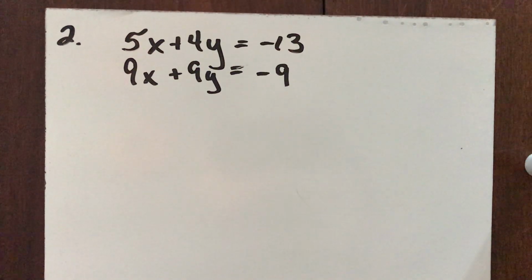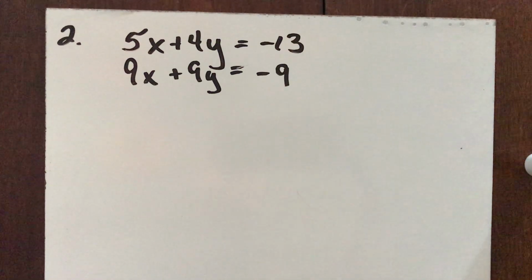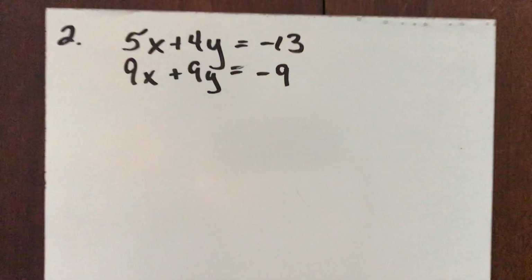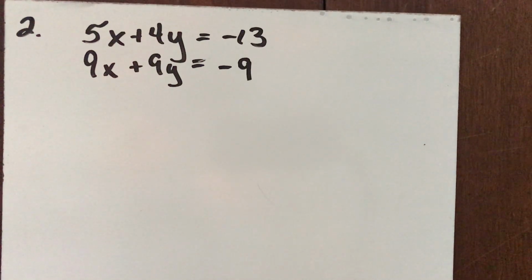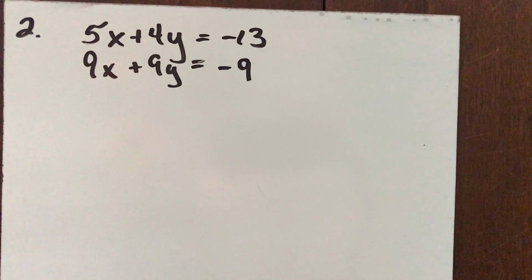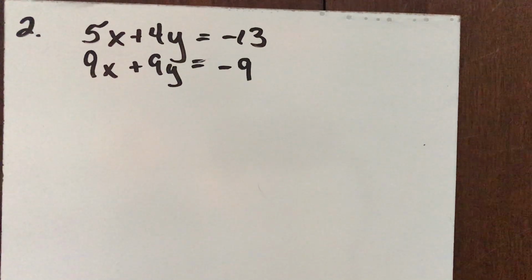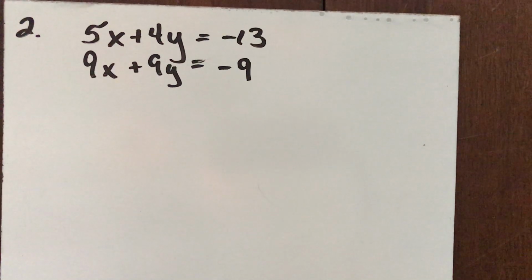Okay, so let's look at this. Look at our coefficients in front of the x's. We have a 5 and a 9. 5 can't go into 9. For y's, we have 4 and 9. 4 can't go into 9. So we've got to find the LCM. What's the LCM of 9 and 5?